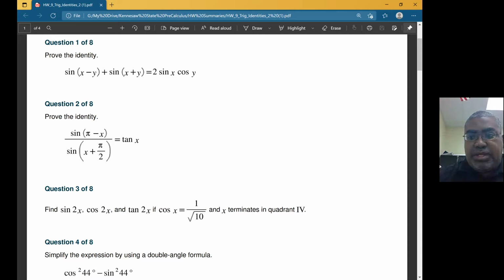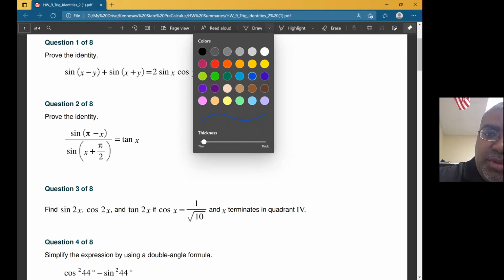Okay, let's go ahead and get started. For question number one, it says prove the identity. You need to either have memorized your identities or have the sheet near you and know how to use them. Both of those are important.